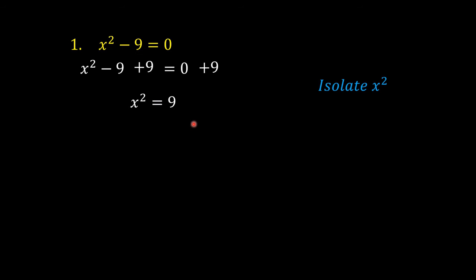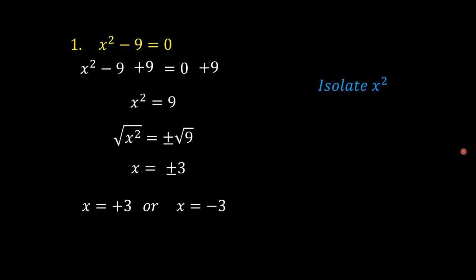We can now apply the square root property. Find the square root of the left side and find the square root of the right side. So the square root of x squared is equal to positive and negative square root of 9. But we already know that the square root of x squared is x, and the square root of 9 is 3. So positive and negative 3. So the answer is x is equal to positive 3 or x is equal to negative 3. You can remove the positive sign before 3. We can just say x is equal to 3 if we like, and then x is equal to negative 3.